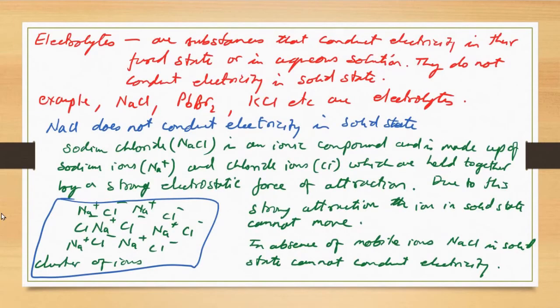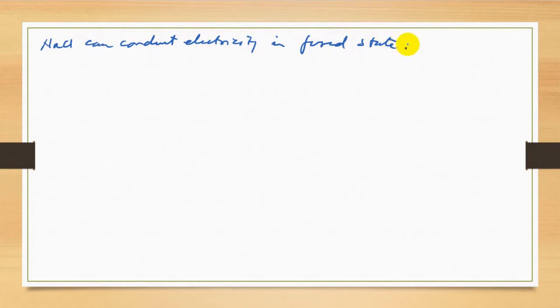Have you all finished? This one finished, then we'll go to the next page. Yes, sir. Okay, so now the next thing is the same NaCl. NaCl can conduct electricity in fused state. So why is this so now? It can conduct electricity in fused state. Why is it so?